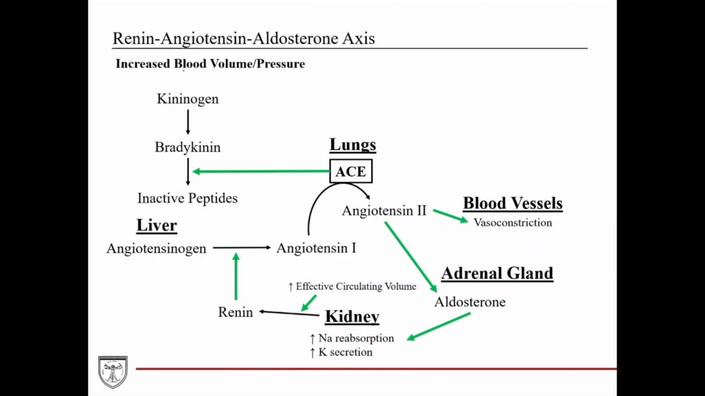Now, in response to increased blood volume or increased blood pressure, that's going to obviously distend the vessel, which will be sensed by those baroreceptors. And so as a result of that, you're going to have decreased renin because you're going to inhibit this. If you have decreased renin, you're going to have decreased concentration of angiotensin 1, decreased concentration of angiotensin 2. As a result, you'd also have increased bradykinin. That's not as important to know, but just keep that in mind. Decreased vasoconstriction or even vasodilation. And then also decreased release of aldosterone, decreased sodium reabsorption, decreased potassium secretion.